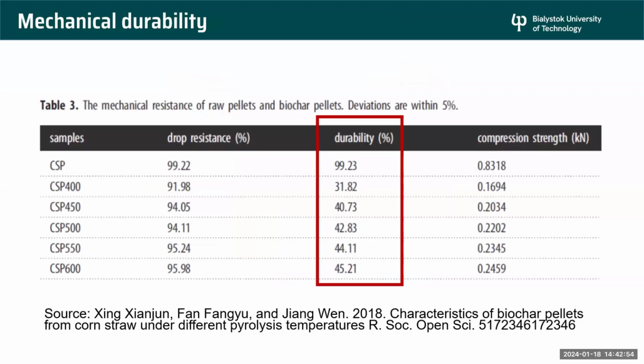One paper showed the durability of pellets and how it changes during pyrolysis. So in comparison to the raw biomass, we see that at, let's say, low temperatures of 400 degrees, the durability drops significantly. But increasing the temperature gives us pellets of higher durability, and it was also in line with the data that we obtained during our studies, and I will show it at the end of this presentation.